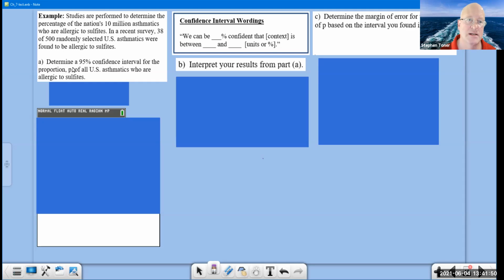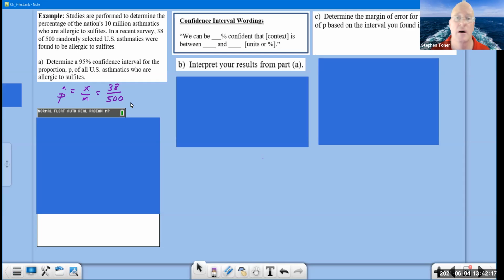This one says determine a 98% confidence interval for the proportion, the true proportion P, I didn't put the word true in there, but I like to put that in there, of all US asthmatics who are allergic to sulfites. Well, just as with the means, when we use sample mean to make a prediction for the population mean, we're going to use our sample proportion P hat, 38 out of 500, to be a prediction for the population proportion.